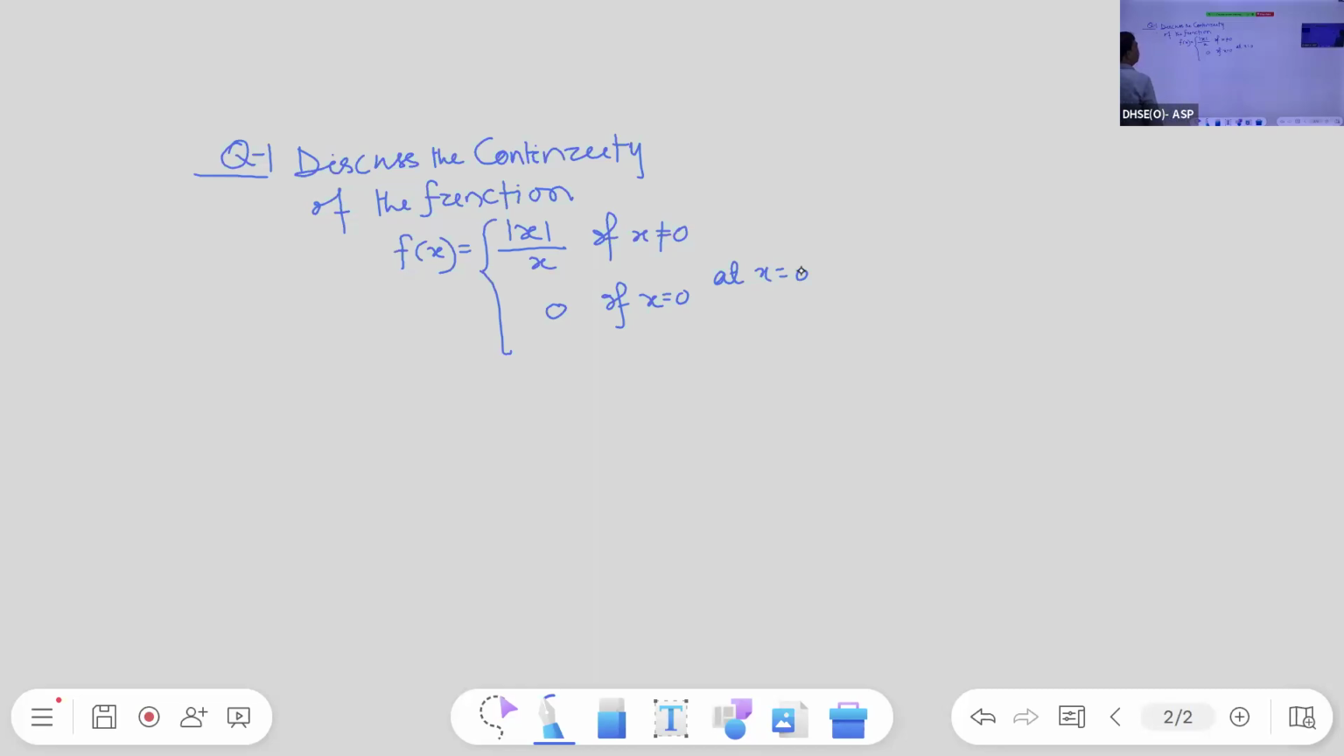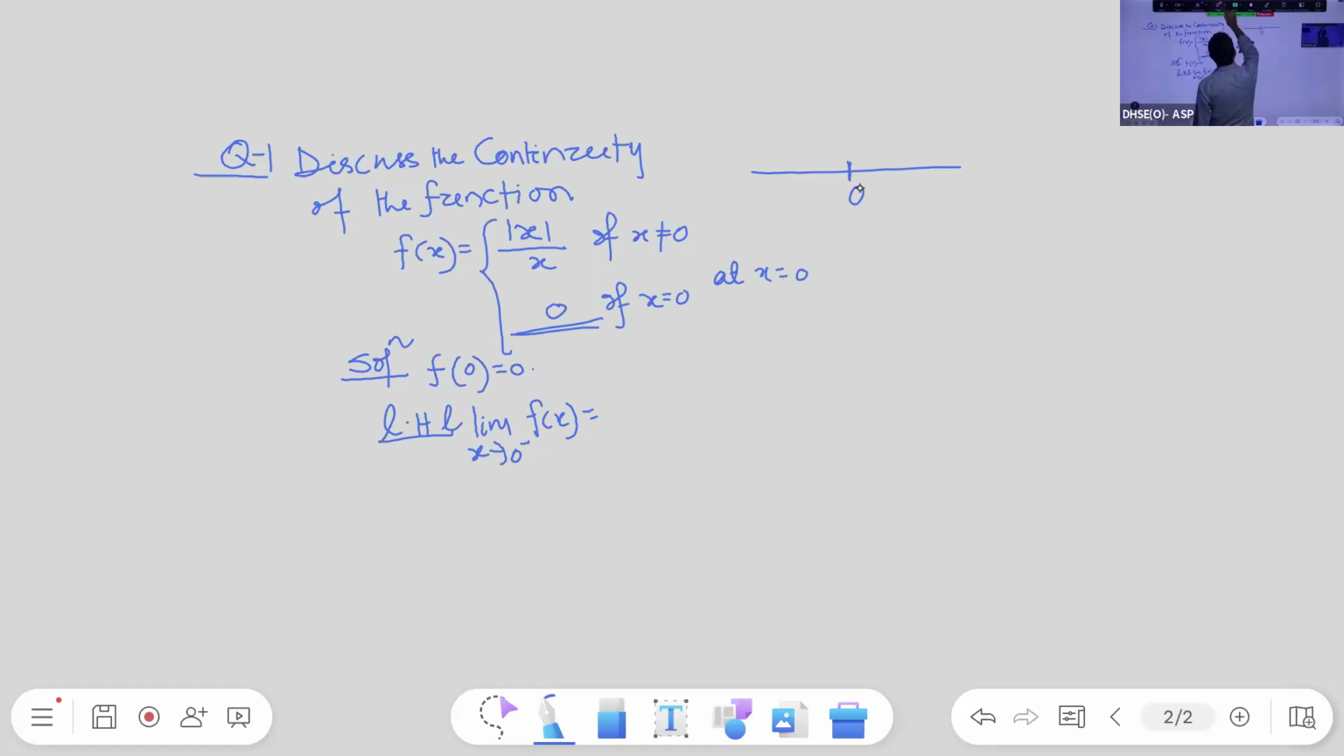So to check the continuity, we have to calculate the left hand limit at x is equal to 0, right hand limit at x is equal to 0, and value of the function at x is equal to 0. Value of the function at x is equal to 0 is given, that is equal to 0. So come to the solution. F of 0 is equal to 0, it is given. Then find the left hand limit, LHL. Left hand limit as x tends to 0 minus of f of x. When x is tending to 0 from the left hand side, x is not equal to 0. Suppose this is the number line. This is 0. X is approaching 0.